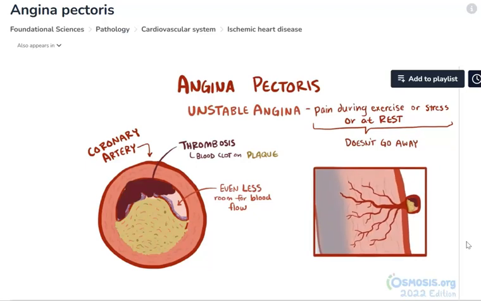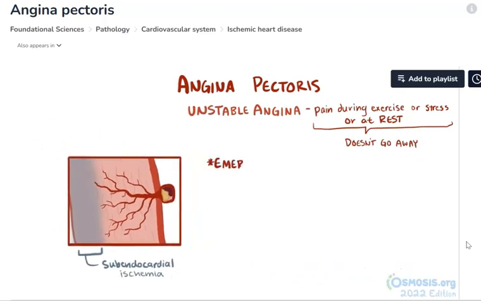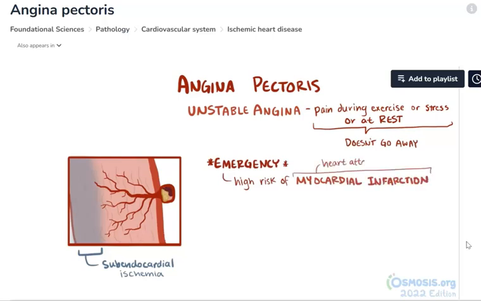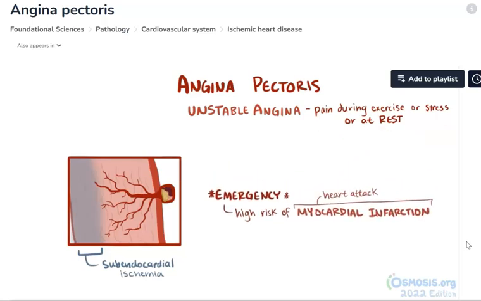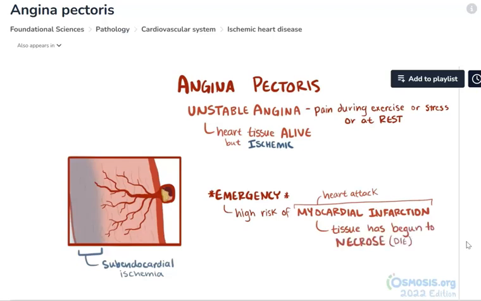Unstable angina, for the same reason as stable angina, involves subendocardial ischemia, and it should be treated as an emergency because patients are at a high risk of progressing to myocardial infarction or heart attack. The key distinction is that unstable angina means that the heart tissue is alive, but ischemic, or starving for oxygen, whereas myocardial infarction means that the areas of the heart tissue have already begun to necrose, or die.